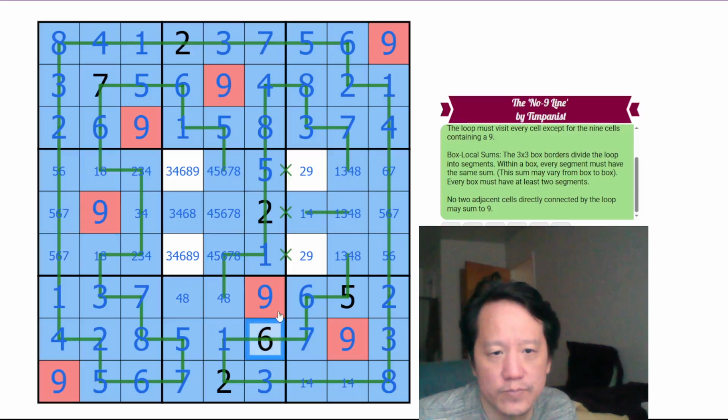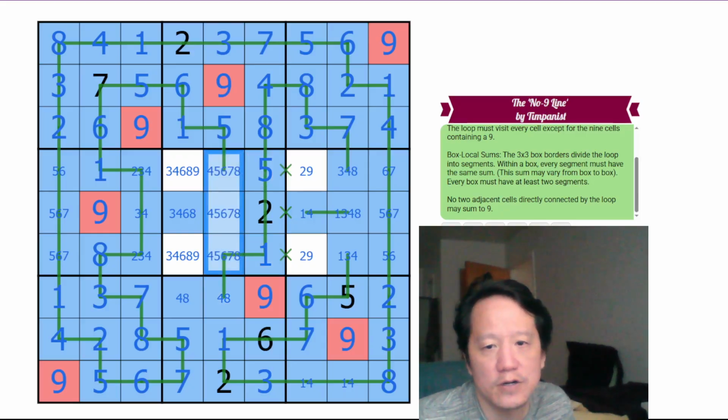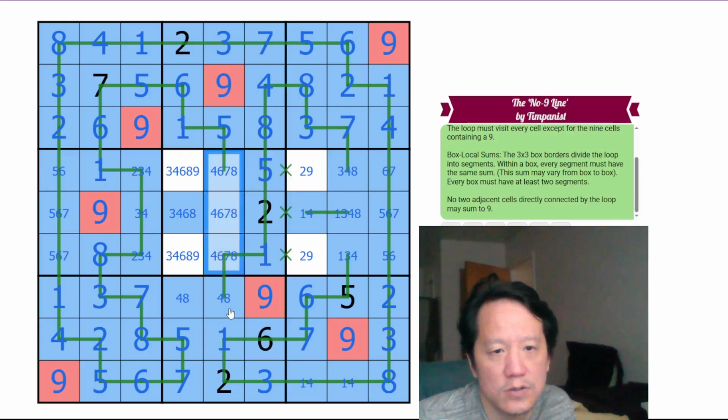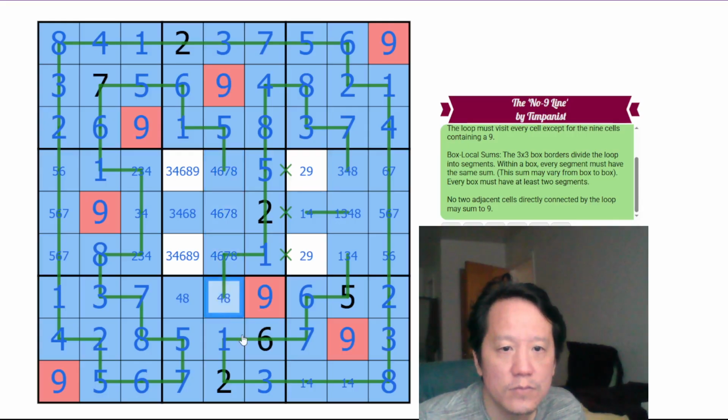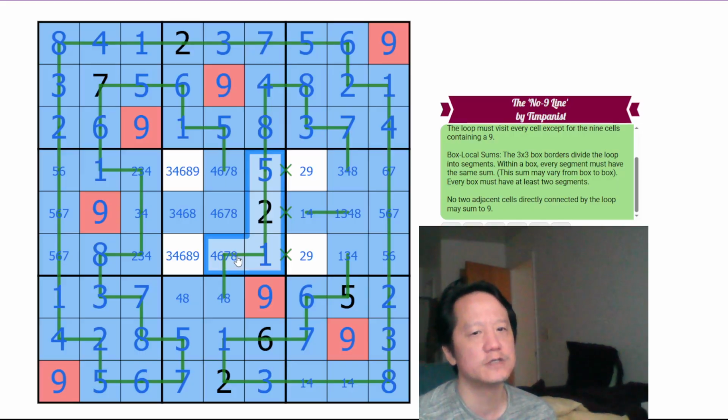1 eliminates 1 here, so that's 8, which makes this 1. No 1 here, no 8 here. No 5 here. Oh, you could have 4 digits, right? 1, 2, 5, and 8, adding up to 18, right?